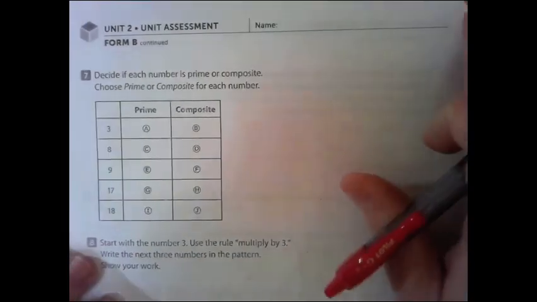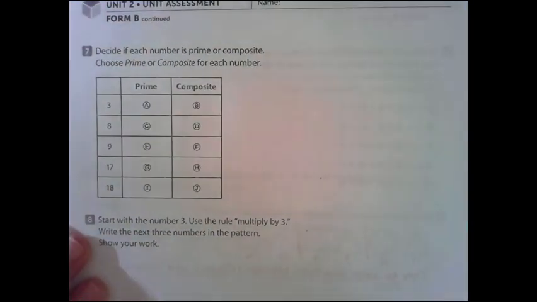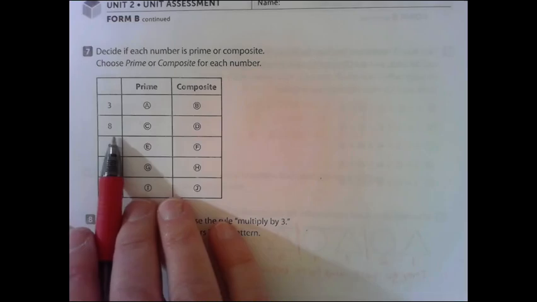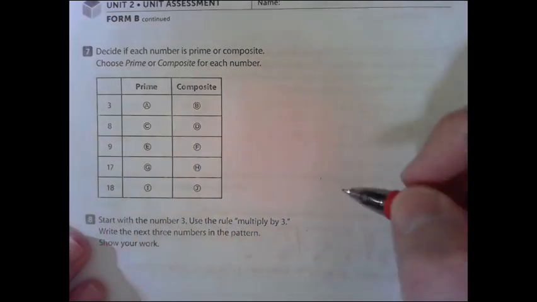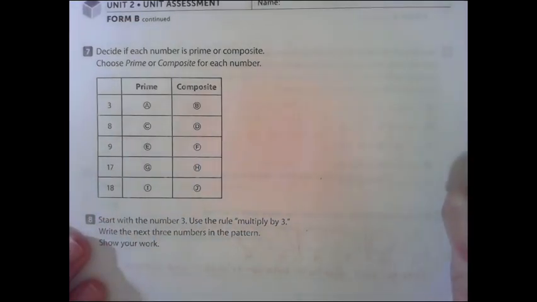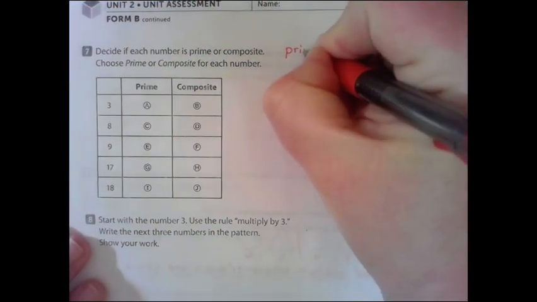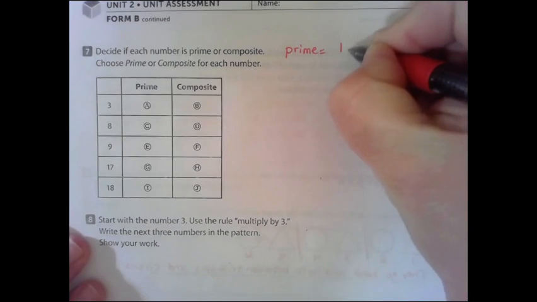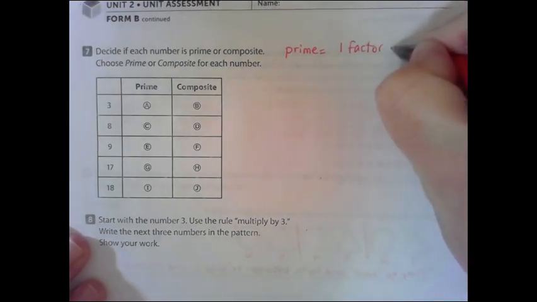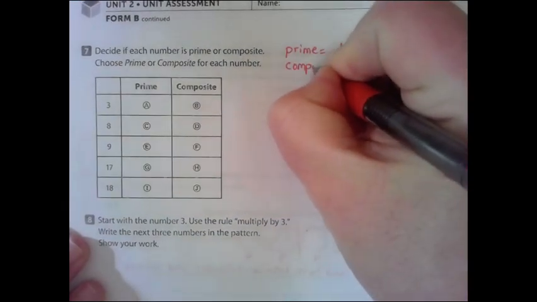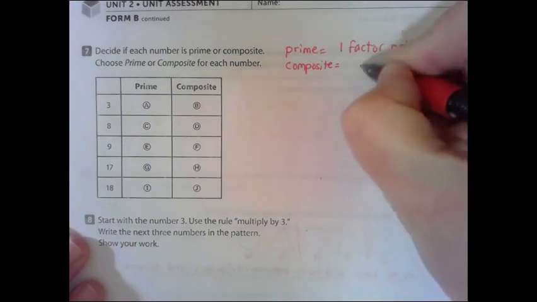All right, number 7. All right, so we've got to decide if each of these are prime or composite. So we've got to look at 3, decide if 3 is a prime or composite number, 8, prime or composite, and so on and so on. So to do that, we need to figure out factor pairs. And again, prime is only one factor pair. And composite is more than one factor pair.